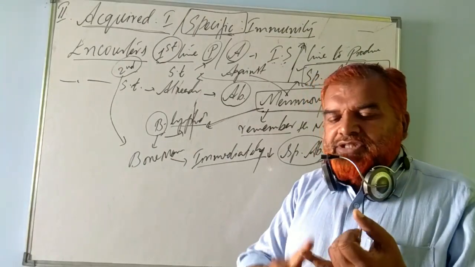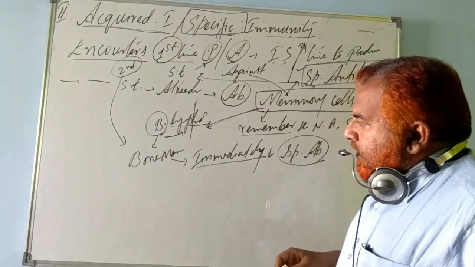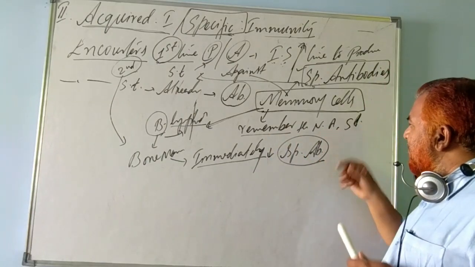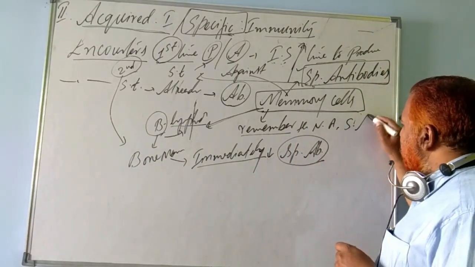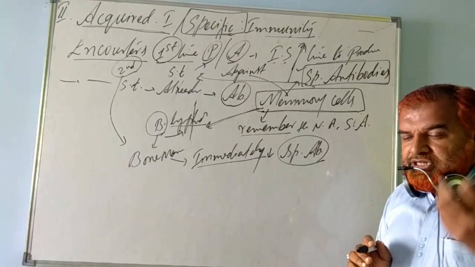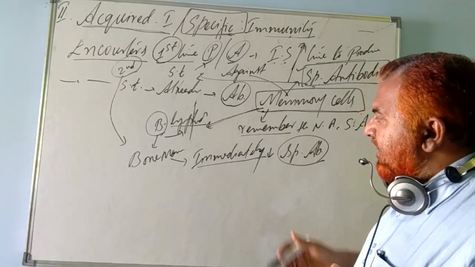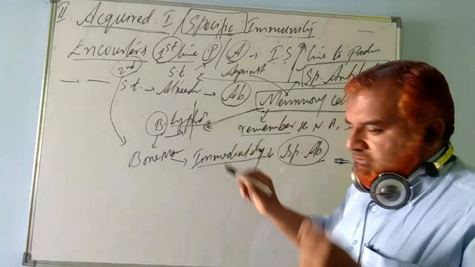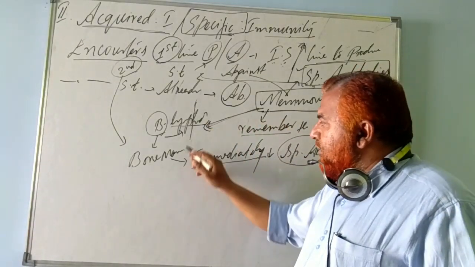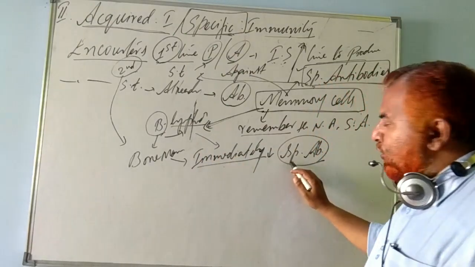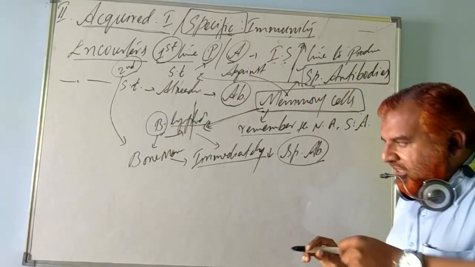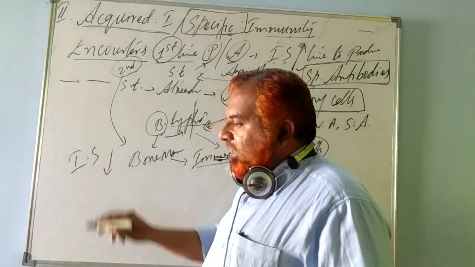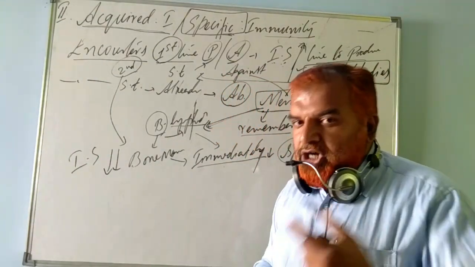We will talk about that: what are B lymphocytes, what are T lymphocytes. Fine. So memory cells remember the nature, structure, chemical composition and molecular weight of the antigen. In the second infection, these memory cells give a signal to B lymphocytes to produce specific antibodies. So in the second encounter, the time taken by the immune system is very short.